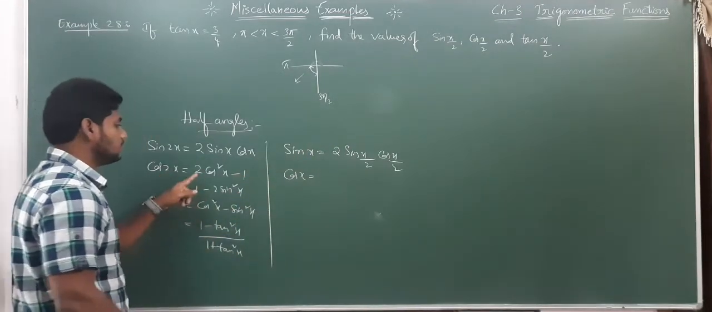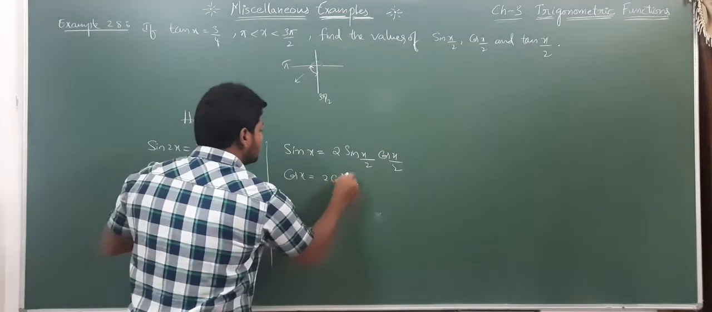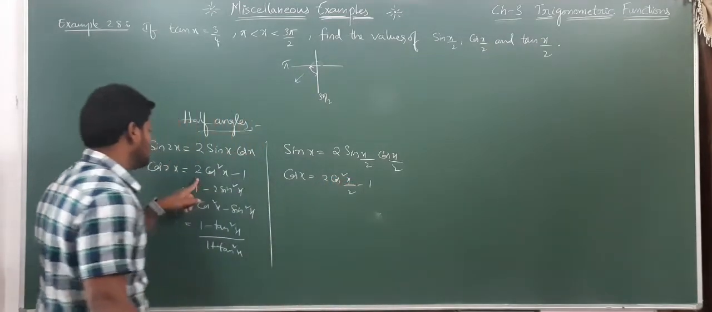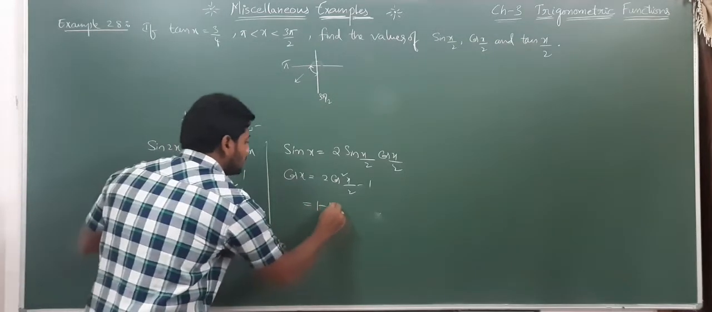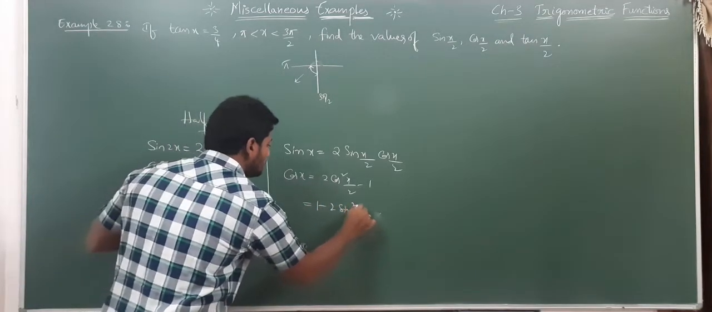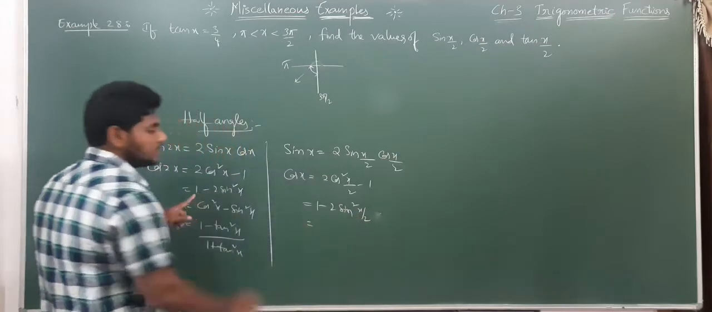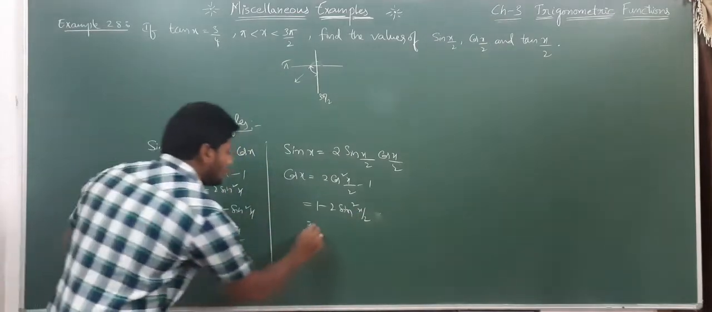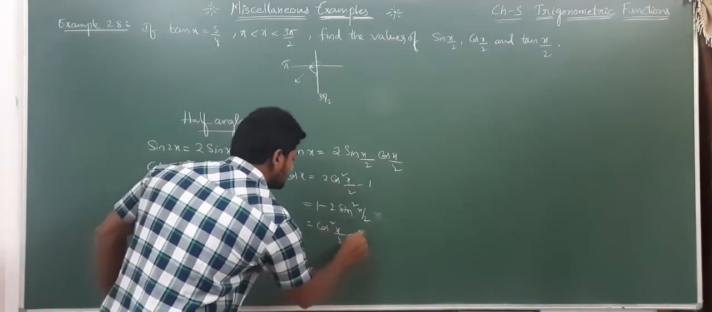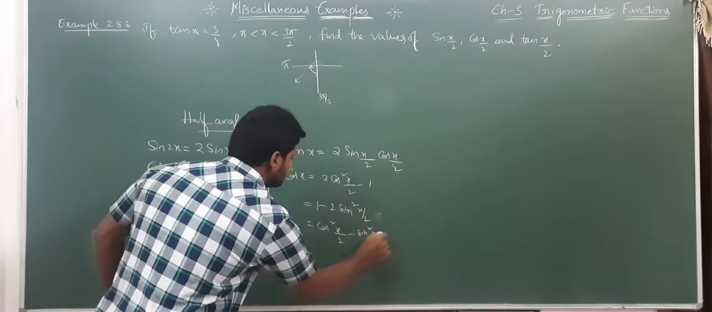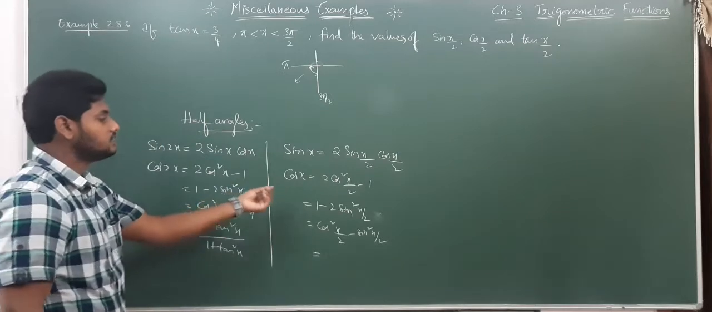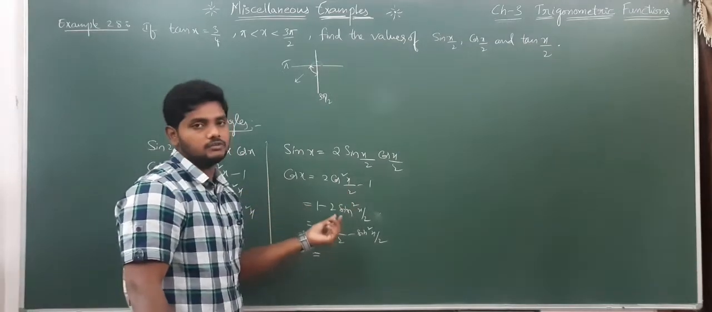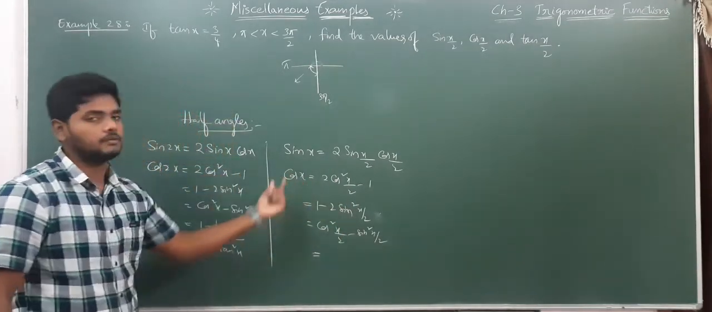Then cos x is equal to 2 cos square x by 2 minus 1. So wherever x is there, we need to put x by 2. Tell me next one: 1 minus 2 sin square x by 2. Understood? Next, cos square x by 2 minus sin square x by 2. Very easy. If you remember this, easily you can write. Instead of x, what you need to put? x by 2. Here, instead of 2x, it will become x.